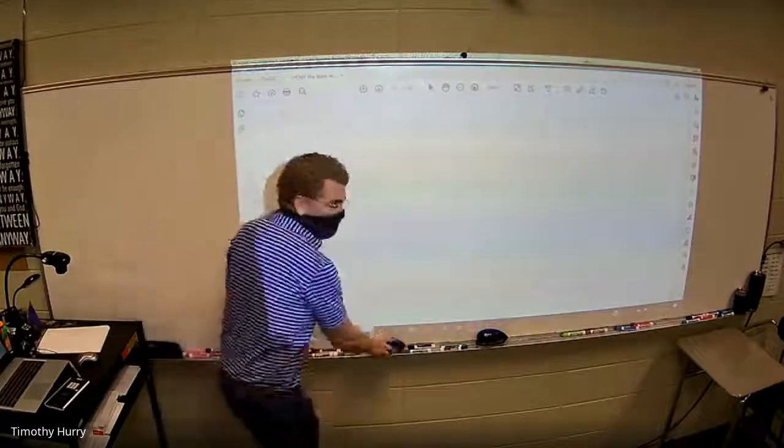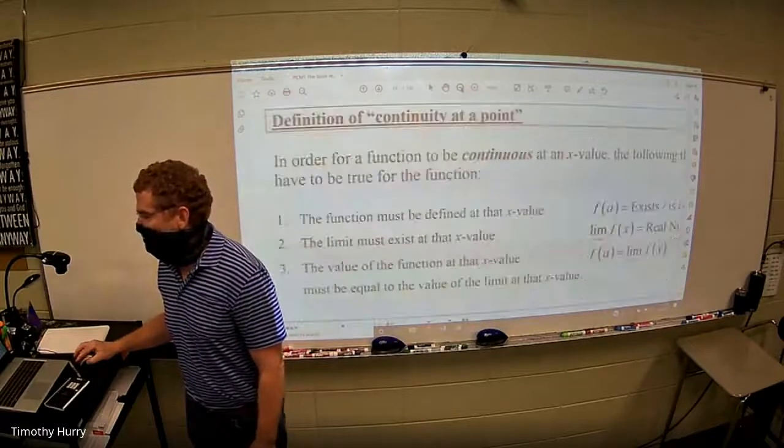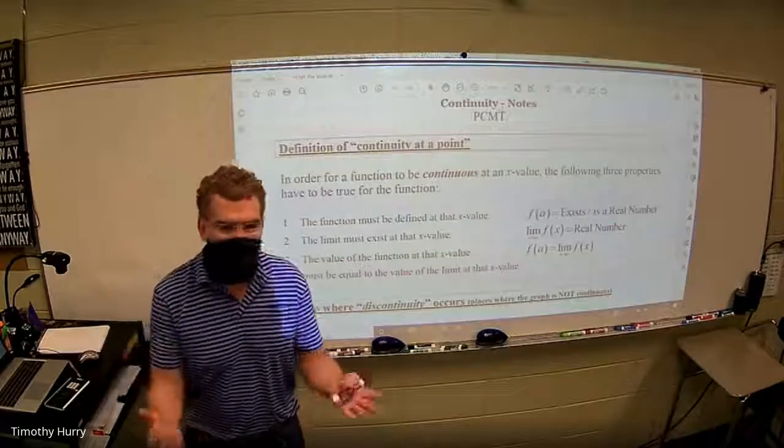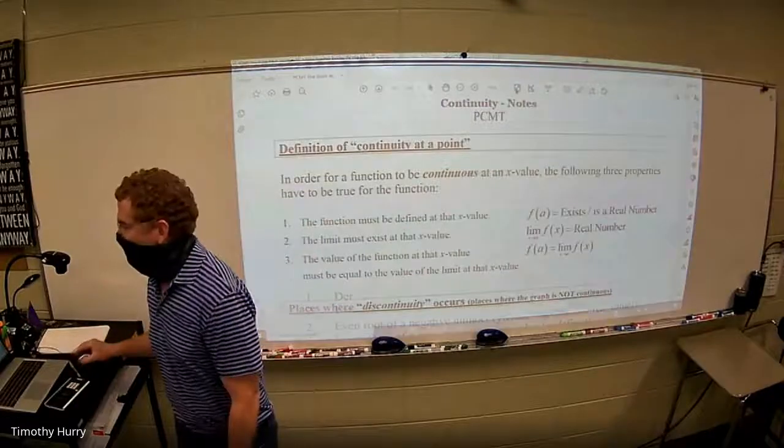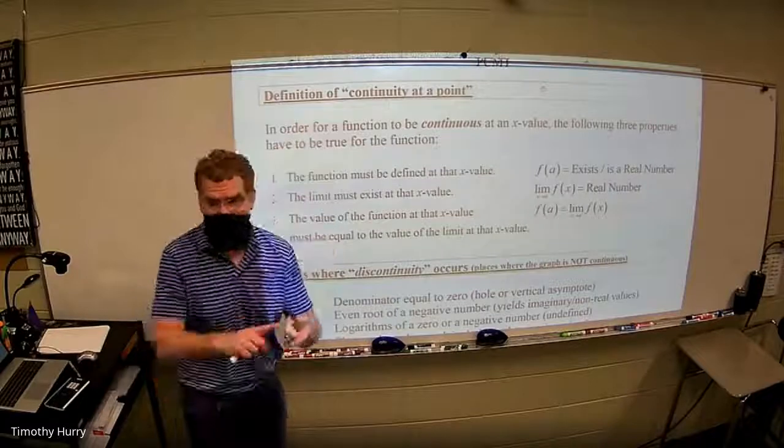All I have is a function. Well, if I have a function, the way we go about that is through these 3 checks. And they make really good sense if you think about them, but we'll go through a few of them. So the first thing that has to happen to be continuous, and you have to know these 3.